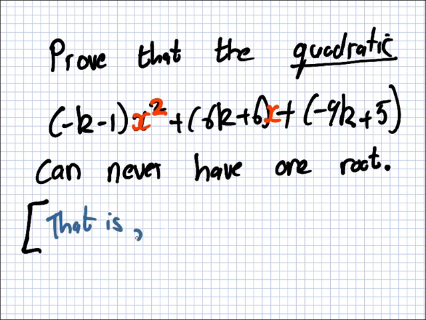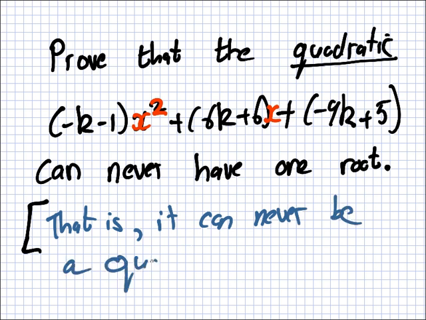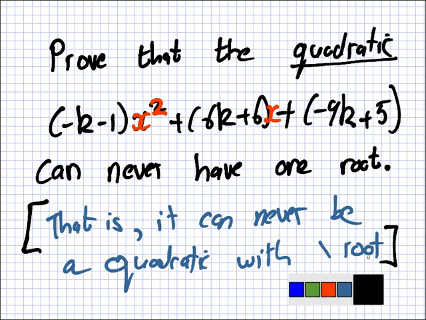That is, it can never be a quadratic with one root. Now that's tricky. Give it a try, then I'll show you how it's done. Well, give it a try. My tip is you should still start off by calculating the discriminant. So still start that way.